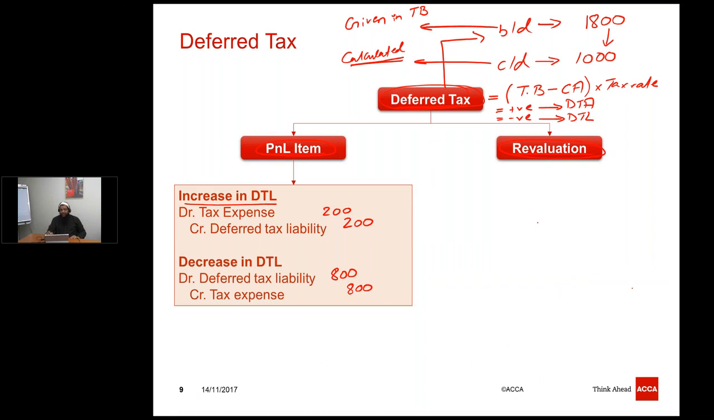Okay, so how do we calculate the deferred tax? It is tax base minus the carrying amount, multiplied by the tax rate, and that will give us the deferred tax. Now, what is tax base and what is carrying amount? The carrying amount is the value as per IAS, and the tax base is the value as per the tax authorities. So this is tax base, Dania.